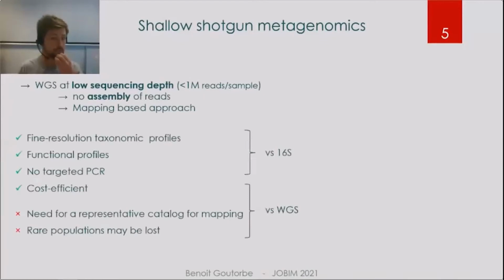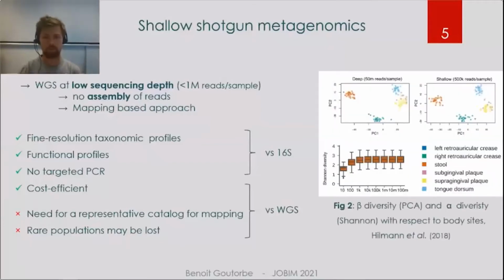Compared to 16S, we can reach a fine-resolution taxonomic profile. We can build functional profiles and we don't have the biases related to the PCR. And compared to deep shotgun, it is cost efficient, but there is a need for a representative catalog to perform the mapping, and some rare populations may be lost due to low sequencing depths.